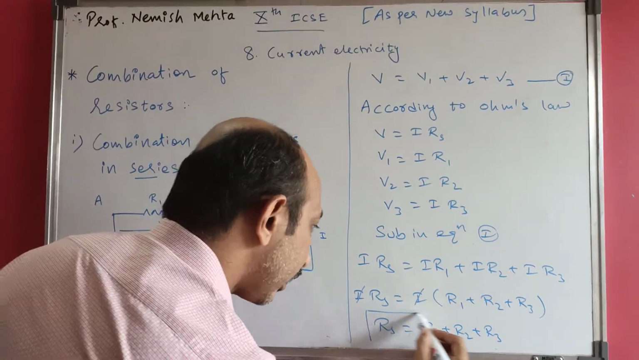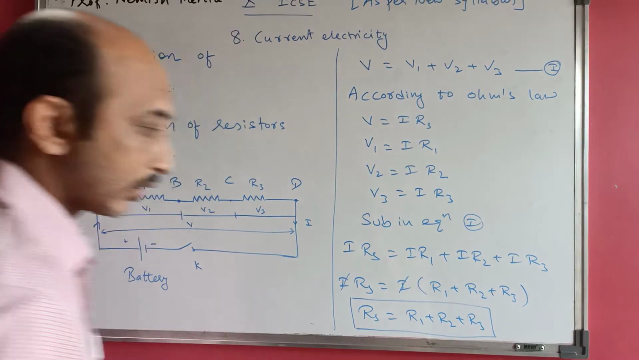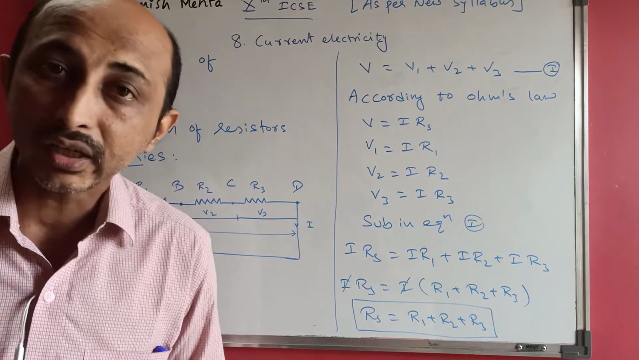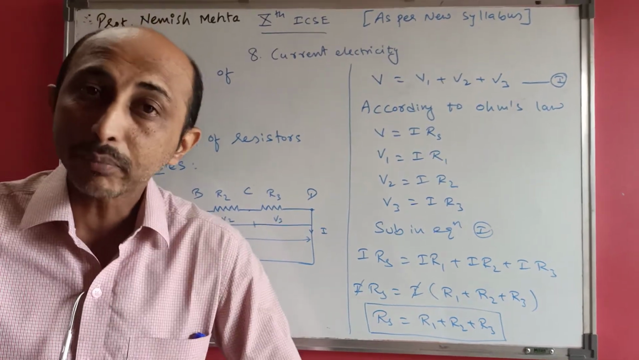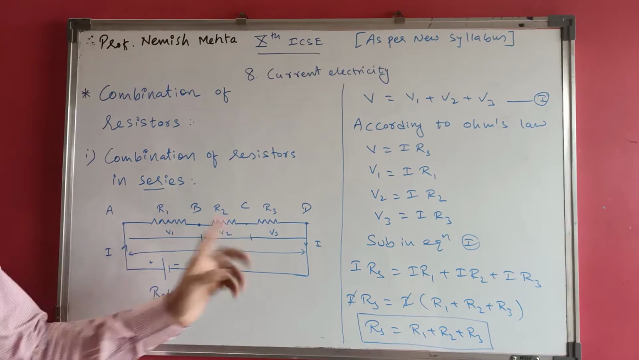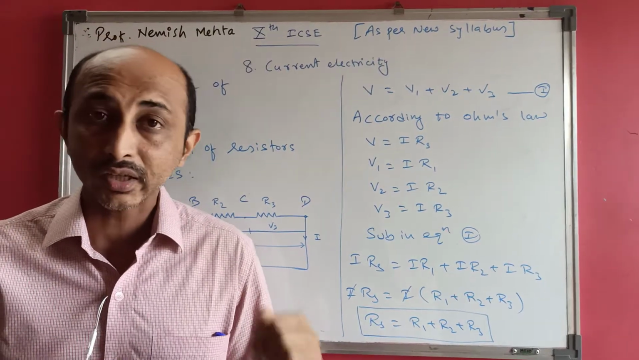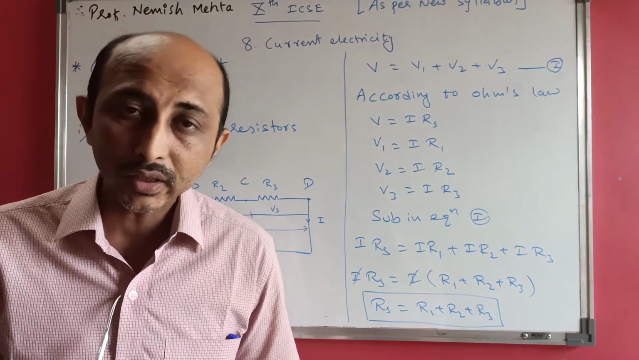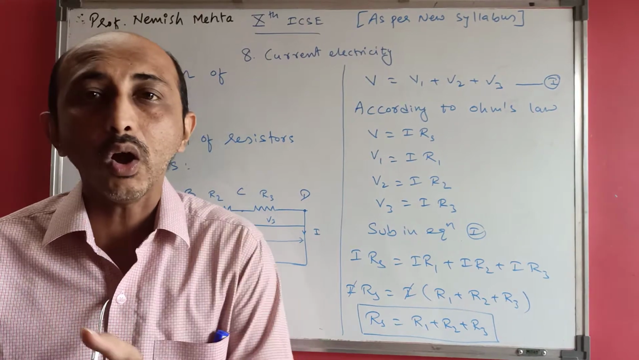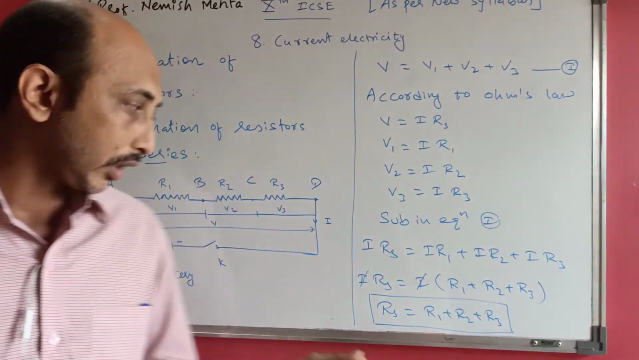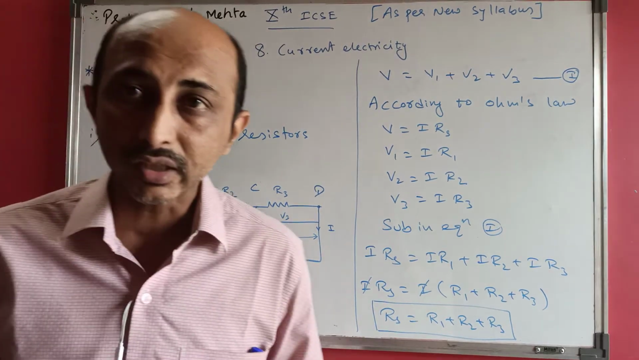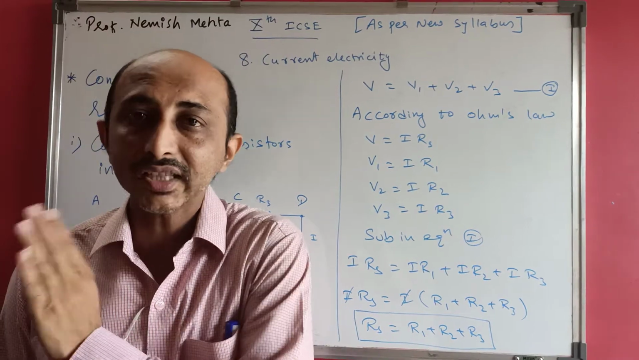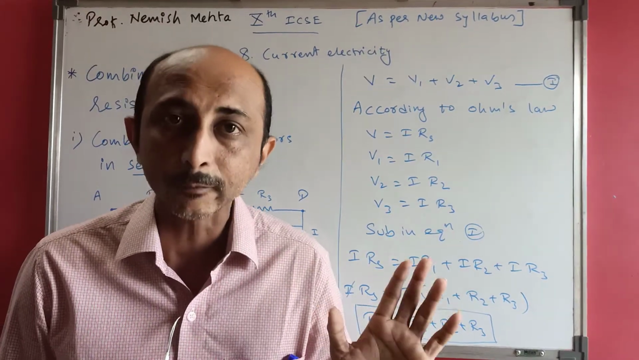This is the combined resistance of the three resistors R1, R2 and R3 connected in series. So in simple manner, if the resistors are connected in series, its equivalent resistance would be the summation of all the resistances. Getting it? So here we have connected three resistances in series. So equivalent resistance would be R1 plus R2 plus R3. That is in series combination.